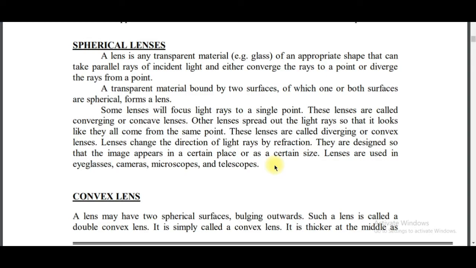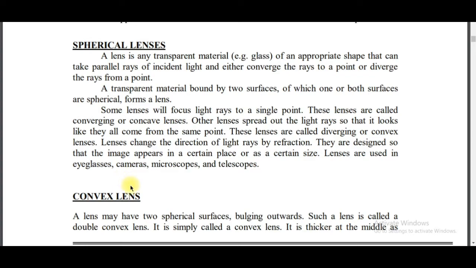Now when the direction of the light changes, obviously the point at which it was going to be initially will change because of the direction, and the size, some extent of the image also, will be either enlarged or diminished based upon the position where we are keeping the object. We shall study now. Lenses are used in eyeglasses, obviously, cameras, microscopes and telescopes.